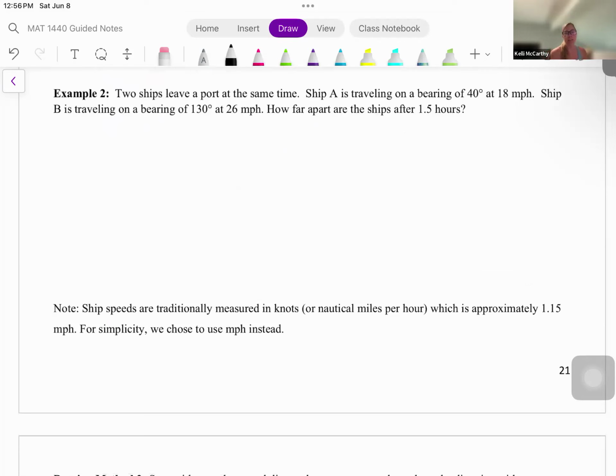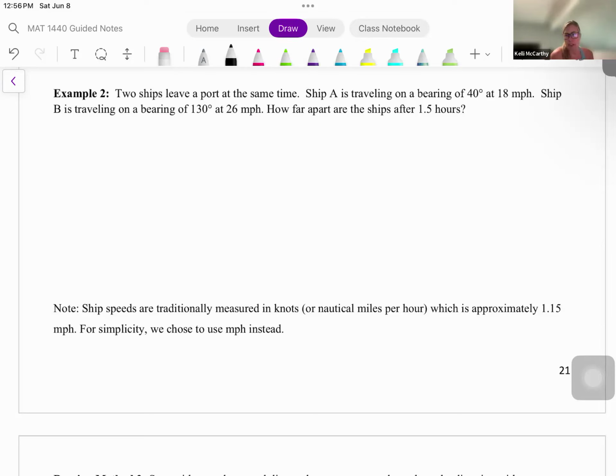Two ships leave port at the same time. Ship A is traveling on a bearing of 40 degrees at 18 miles per hour. Ship B is traveling on a bearing of 130 degrees at 26 miles per hour. How far apart are the ships after 1.5 hours?